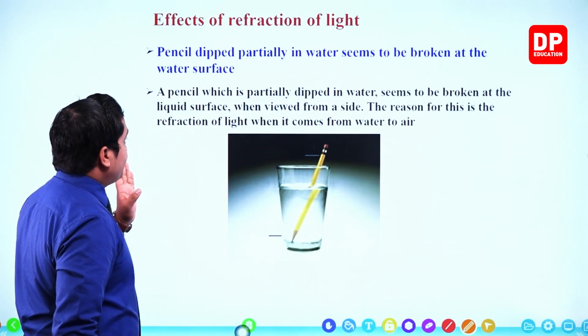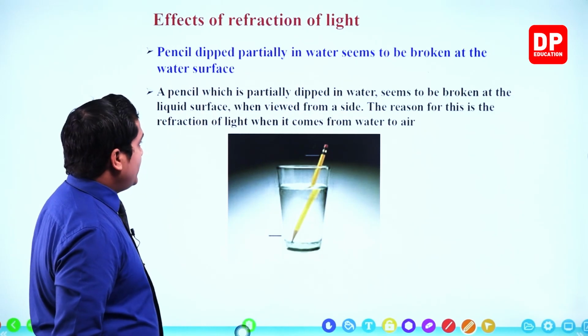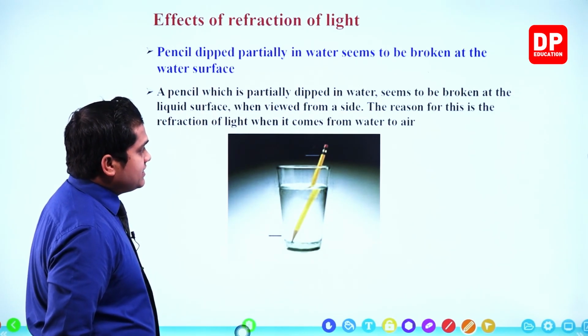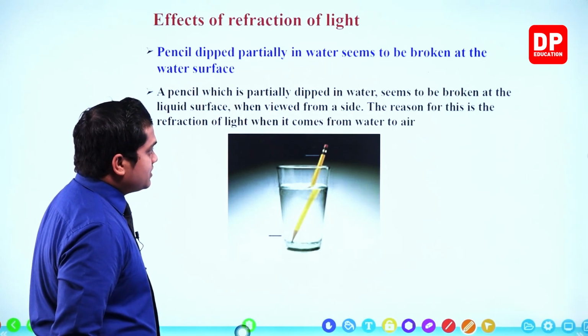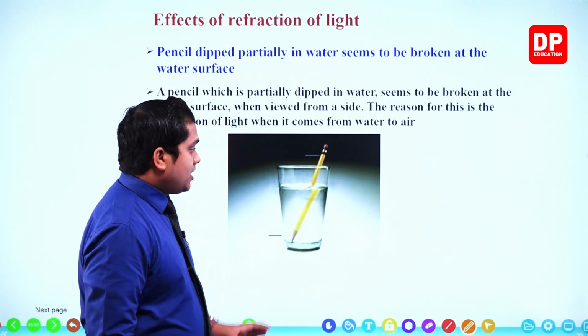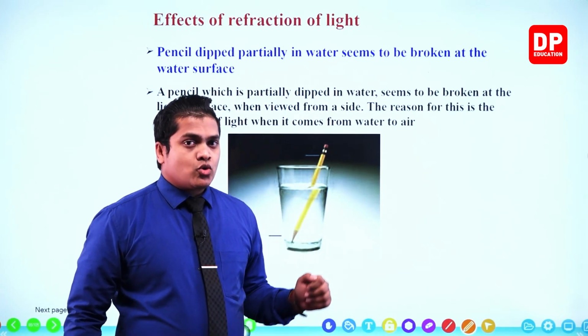So here, a pencil which is partially dipped in water seems to be broken at the liquid surface when viewed from the side. The reason for this is the refraction of light when it comes from the water to air. So when light rays are coming from water to air, what will happen? The light rays are getting refracted.